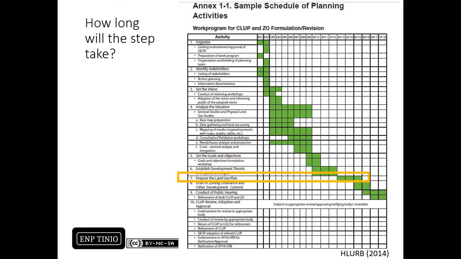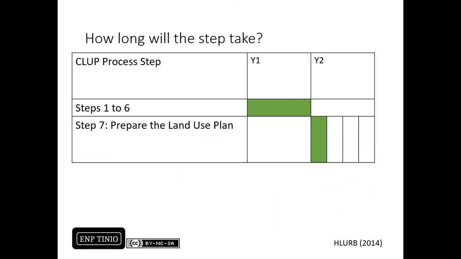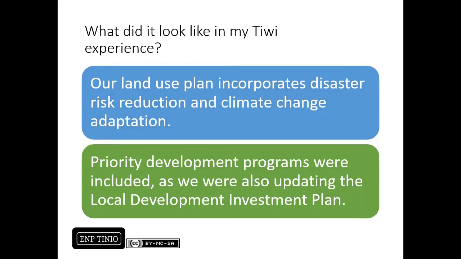How long will the step take? The HLURB guide calendars step 7 in months 13 to 15. After almost a year of steps 1 to 6, preparing the land use plan ideally covers 1 quarter. However, in practice, it can be shorter if, first, a GIS team can focus on the CLUP, and second, land use conflicts are resolved immediately. What did it look like in my Tiwi experience?